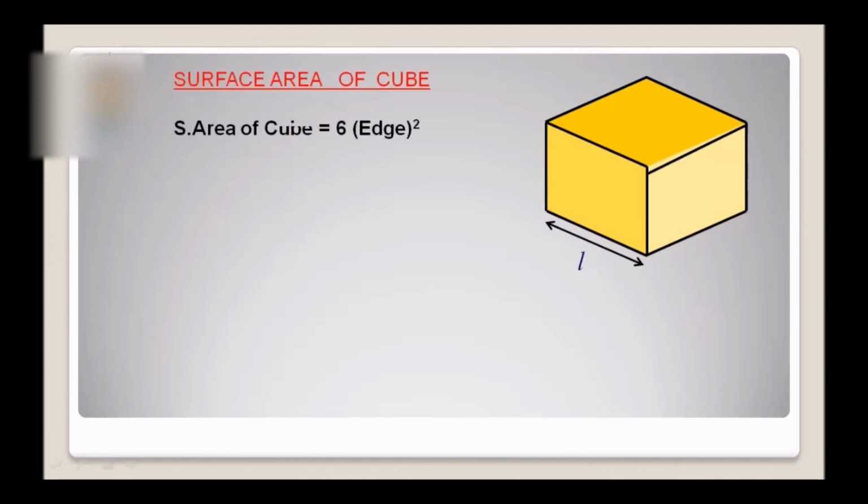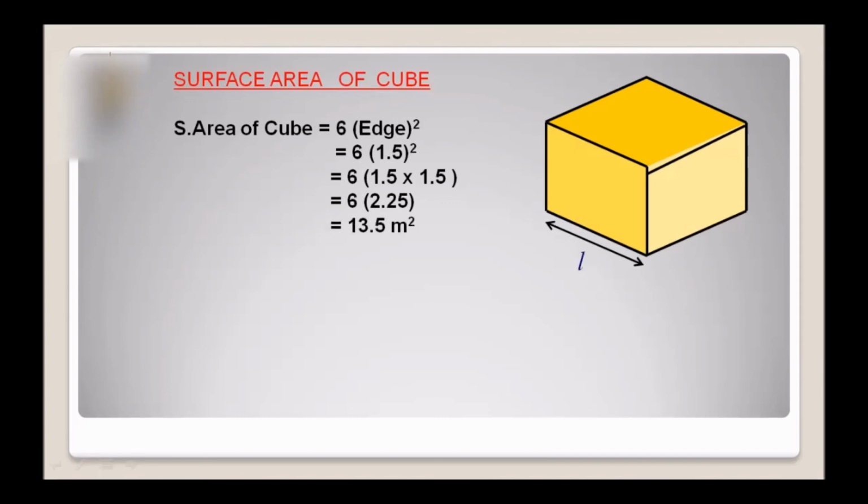So first we calculate surface area. For the formula, we know that we multiply 6 with edge square. For edge, we write 1.5. Now multiply 1.5 with 1.5. It will be 2.25. Now multiply 2.25 with 6. We get 13.5 meters square.